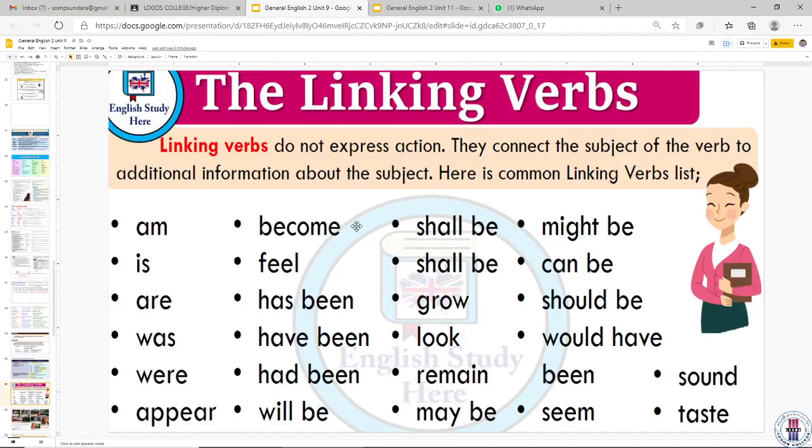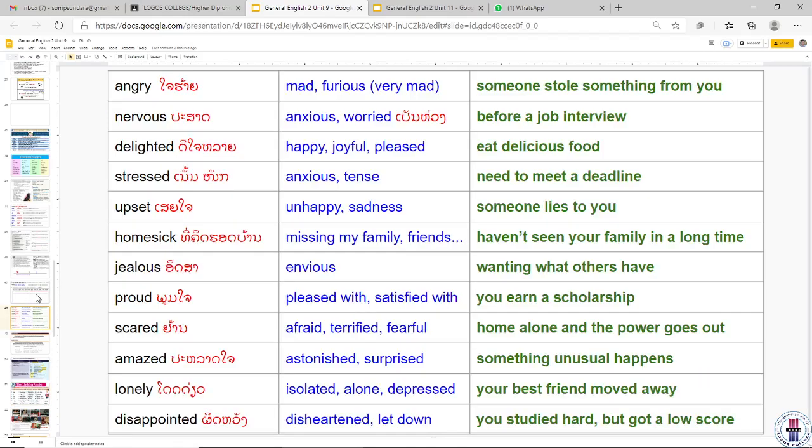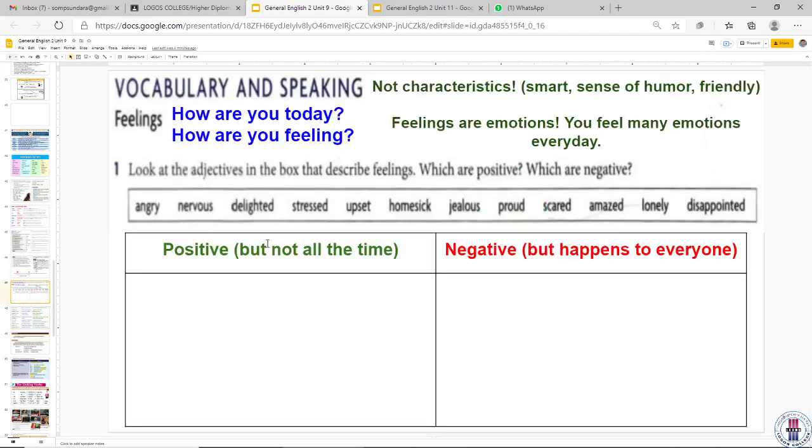And here's another list of common linking verbs. You can take a look at this. Of course, you don't have to memorize them, but the most important ones are the verb to be: am, is, are, was, were. Right? And in this unit it would be feel, because we talk about feelings. Okay. So you would say, I am nervous. All right? Am is the verb to be, and it goes after, and the verb to be is a linking verb. Or past tense, I was nervous.